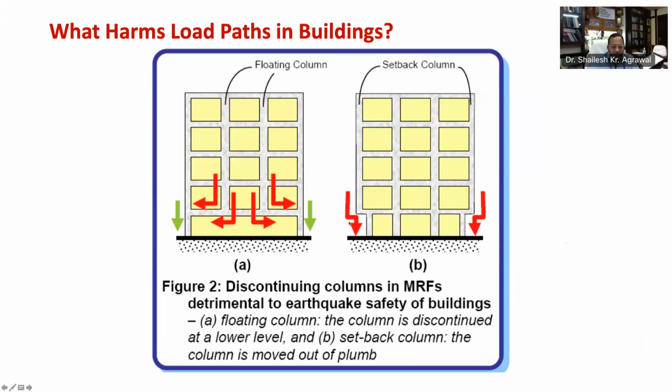When a column is pushed out of vertical line in a lower story, as you can see in this figure 2B, the forces carried by the upper portions of the columns have to bend at the setback locations to continue towards the foundation. Such columns are called setback columns and are not desirable. Presence of setback columns leads to poor building performance in an earthquake. Also, brittle damage is expected in beam column joints and beams adjoining the setback locations.